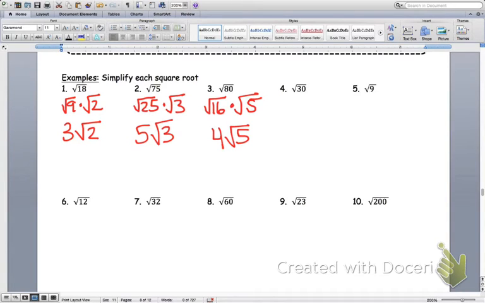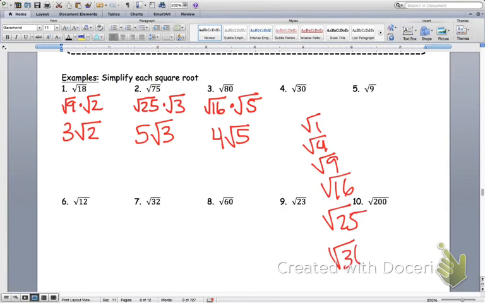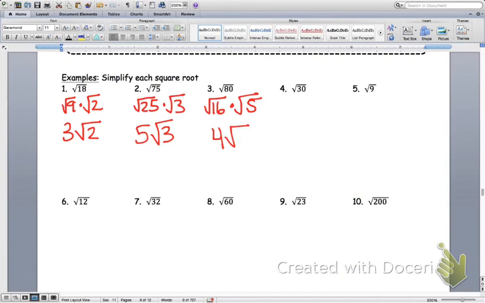Let's go to our next one, 30. The square root of 30. What perfect square goes into 30? So once you go down the list, you're going to see that none of them go in. The square root of 1 doesn't do anything. The square root of 4 doesn't go into 30. The square root of 9 doesn't go into it. 16 doesn't go into 30. Square root of 25 doesn't go into it. 36, it's too big already, so none of these go into 30. So because none of these numbers go into the square root of 30, that means it cannot be simplified. So the square root of 30 stays square root of 30.